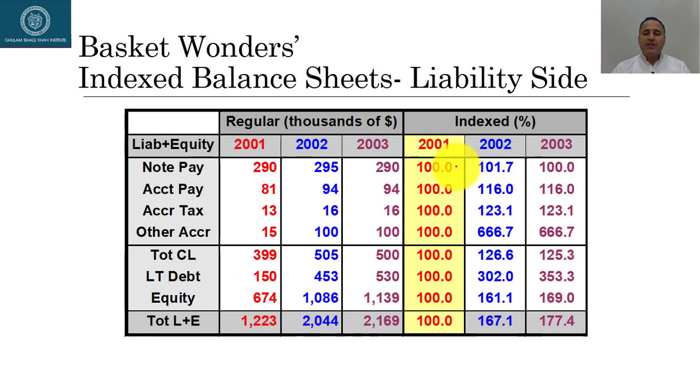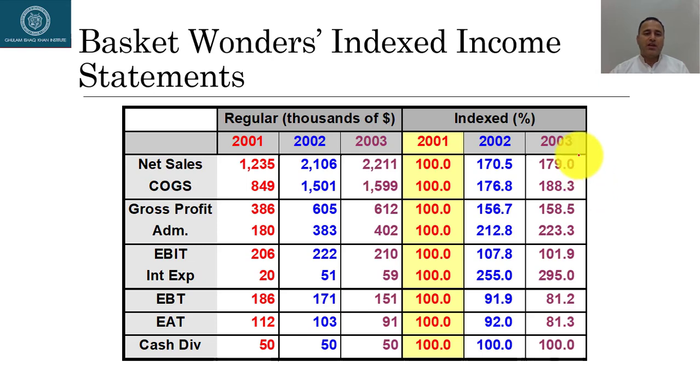Liability side, we do exactly the same thing. 2001 is our base year, and we divide all the subsequent years by the base year, and then we get those percentage points. Income statement, again, we pick our base year, which is 2001, and then we divide all the subsequent years by 2001 and get our numbers.